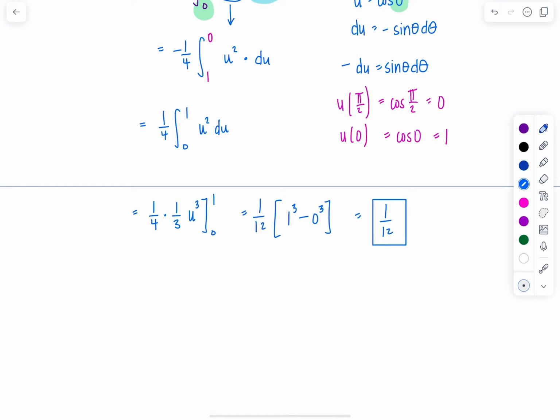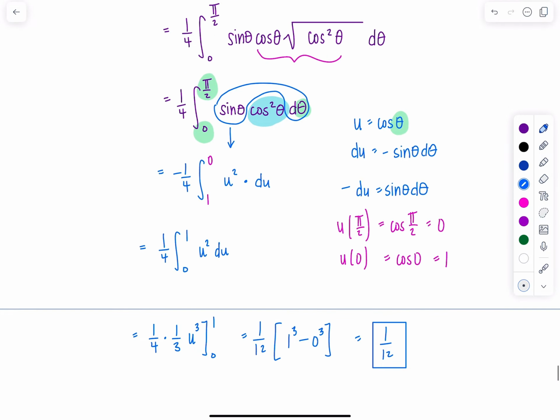I told you this one was sweet because it just cleaned up so cute, right? It was like a hot mess along the way and then 1/12. I love it so much. Okay, I got excited doing this one.